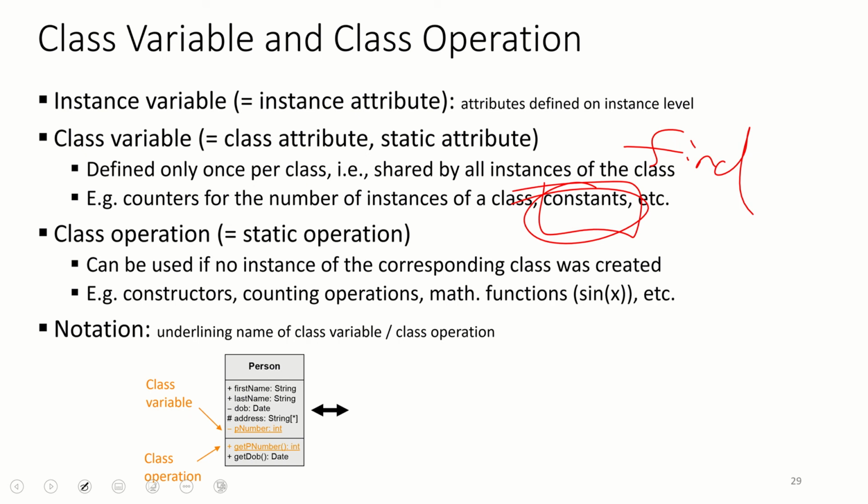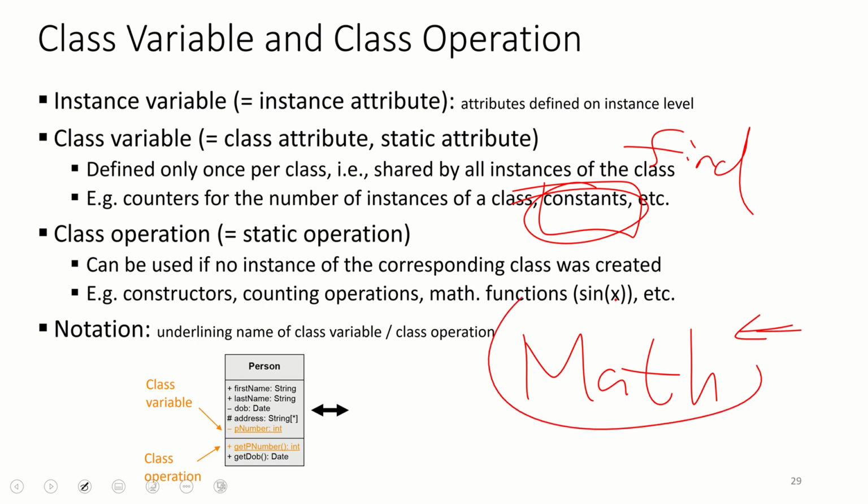Another one is class operation. You can think of this as a static operation. The most common and familiar class with static operations that we use is Math. Okay, so in the Math class, all the members are static, which means all the methods and variables belong to the class Math, not to an object. So this is why we say this is a class operation.